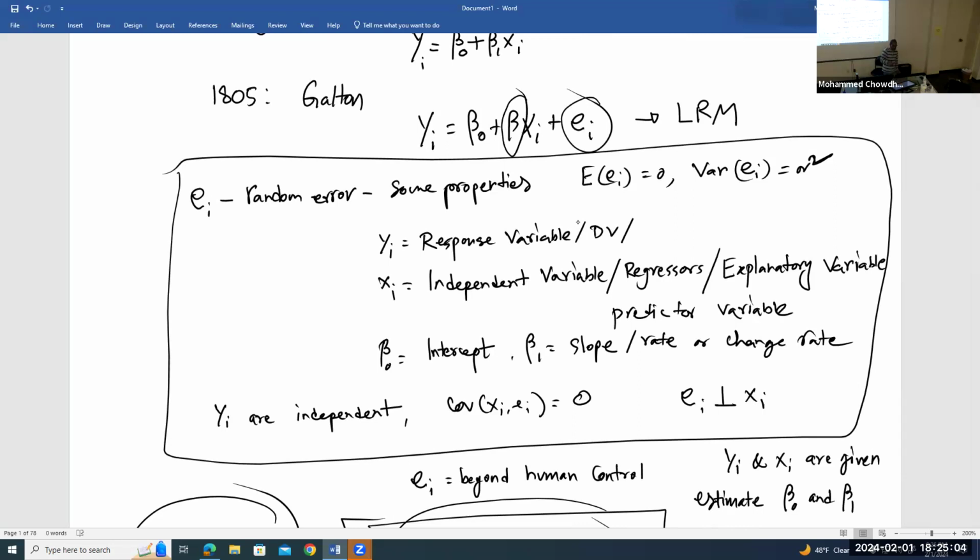More specifically, if the x value goes up, usually the y value will go up unless beta is negative. In such a case, the x value will go up and the y value will go down. Depending on the sign of the beta 1 value, the y value moves in the same direction or the opposite direction with respect to x. Okay.